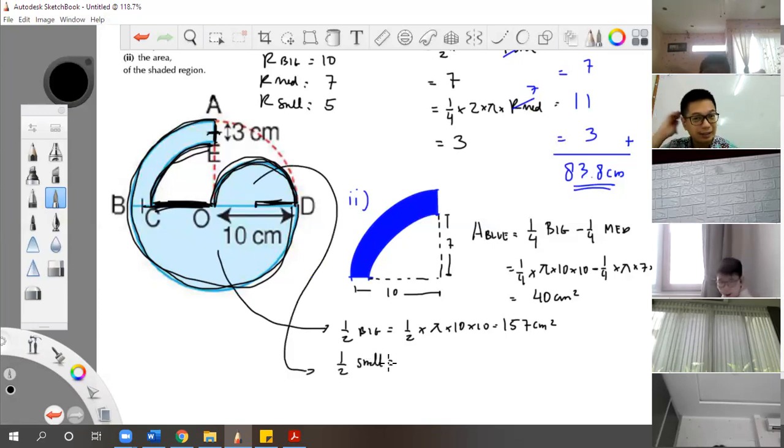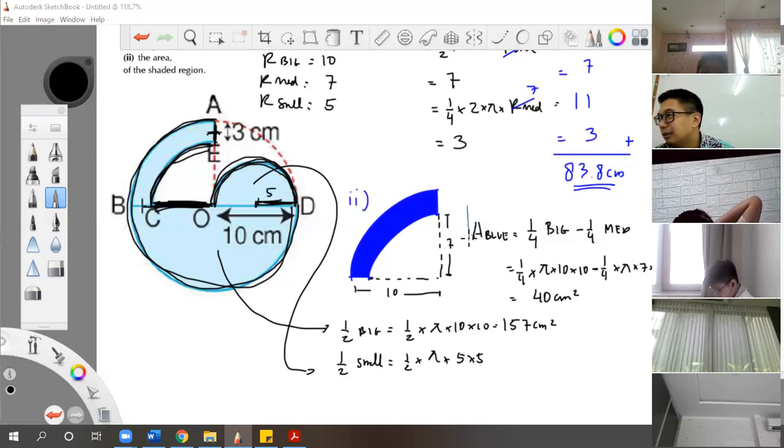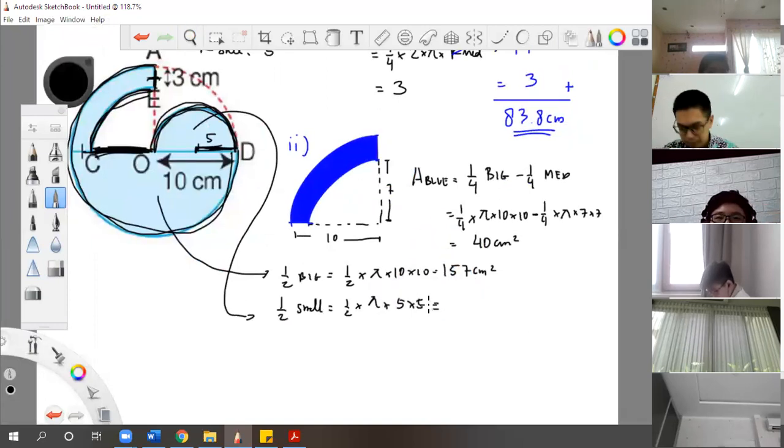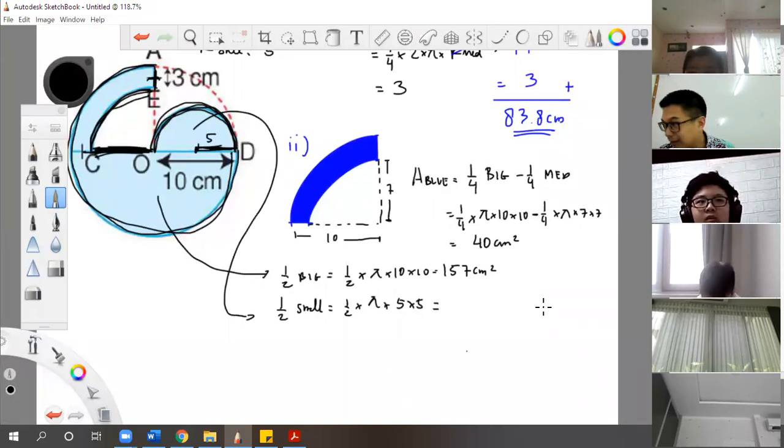So we are listing down, making the units, making the shapes separated. Okay. 1/2 times pi times small 5 times 5 because the radius is 5, guys. Yes, right. So put the answer straight away. 1/2 times pi 3.14 times 5 times 5. The answer is 39.25.